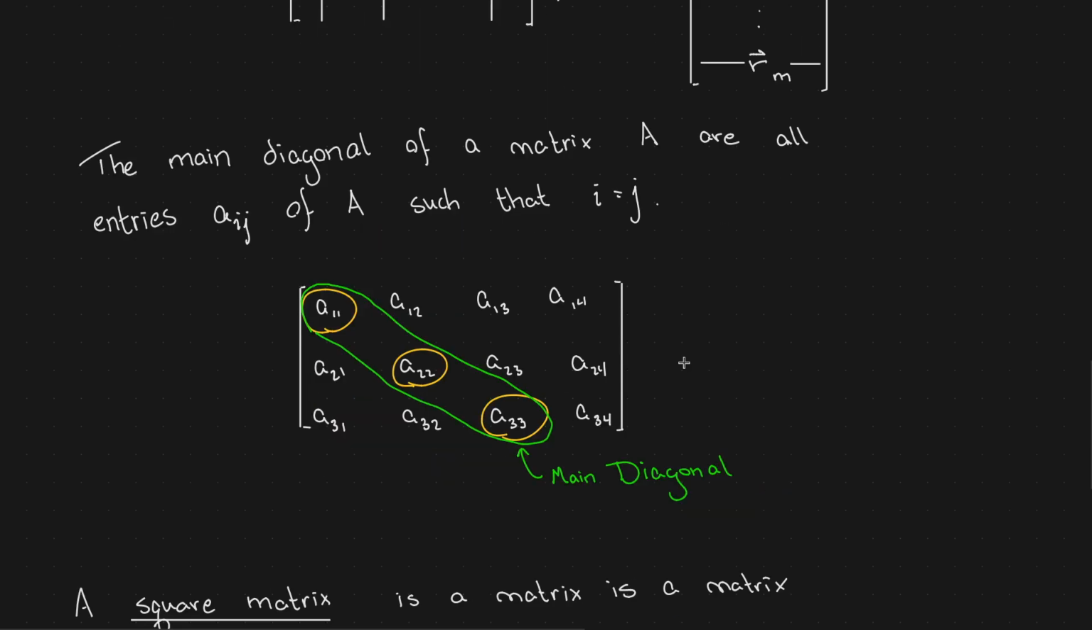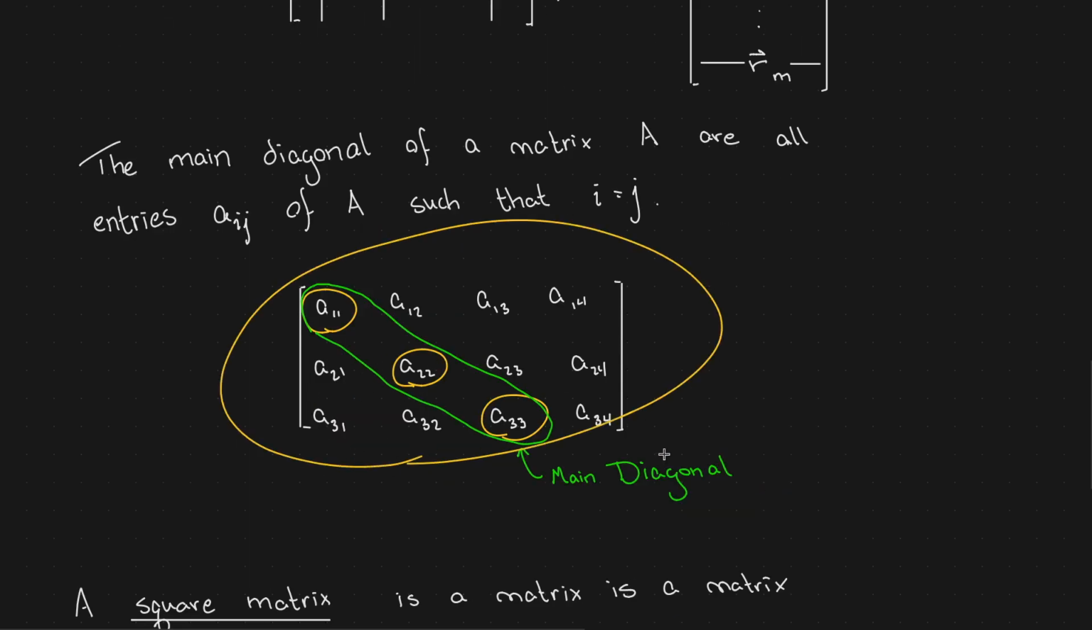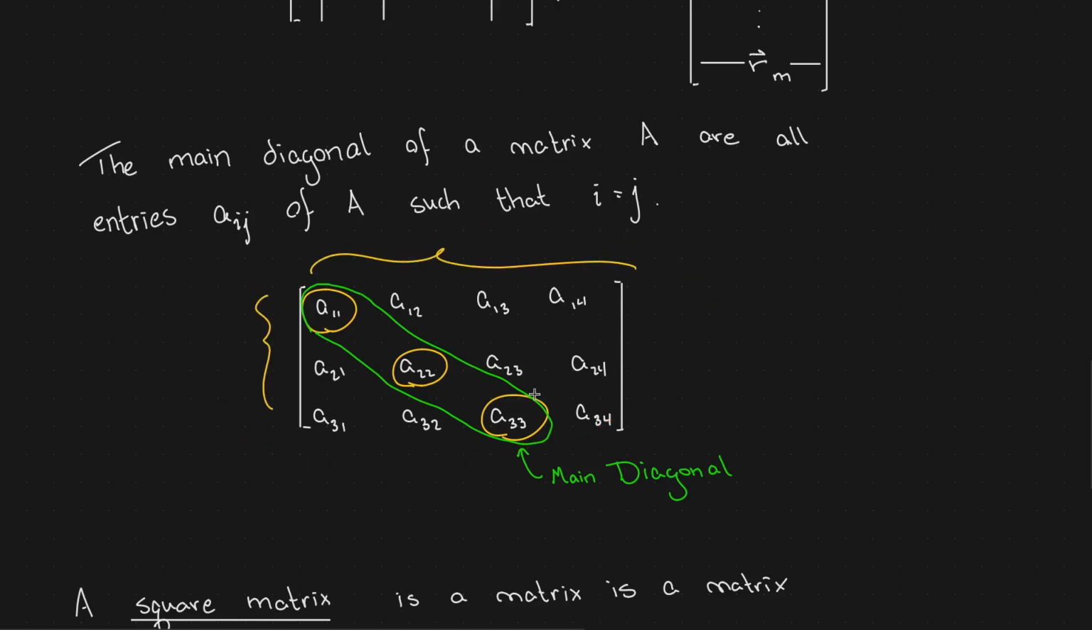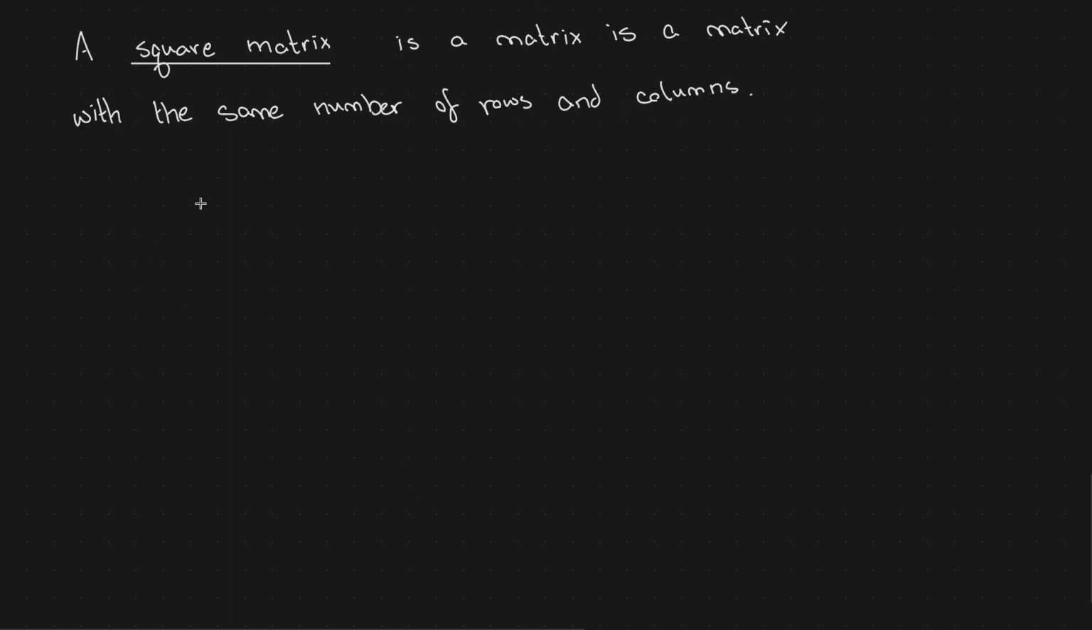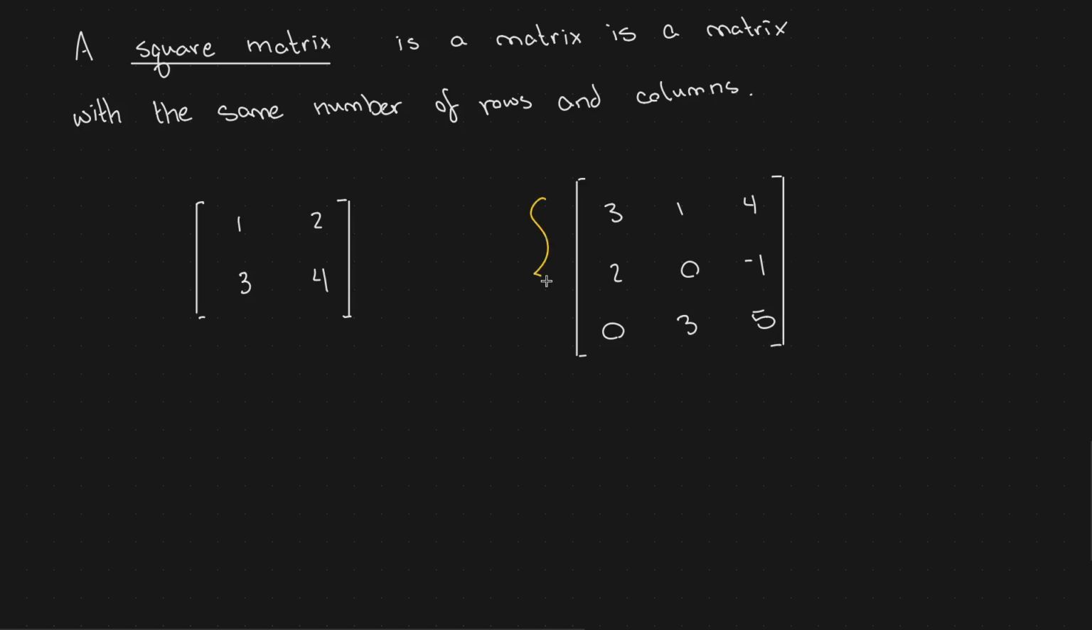I believe all these examples, none of them appear to be square. This one, definitely not square. I have 3 rows, I have 4 columns, they're not the same, so that's not a square matrix. Okay? Here's a square matrix. I have 2 rows, I have 2 columns, so it's a square matrix. Here is another square matrix. This one has 3 rows and 3 columns. Okay?